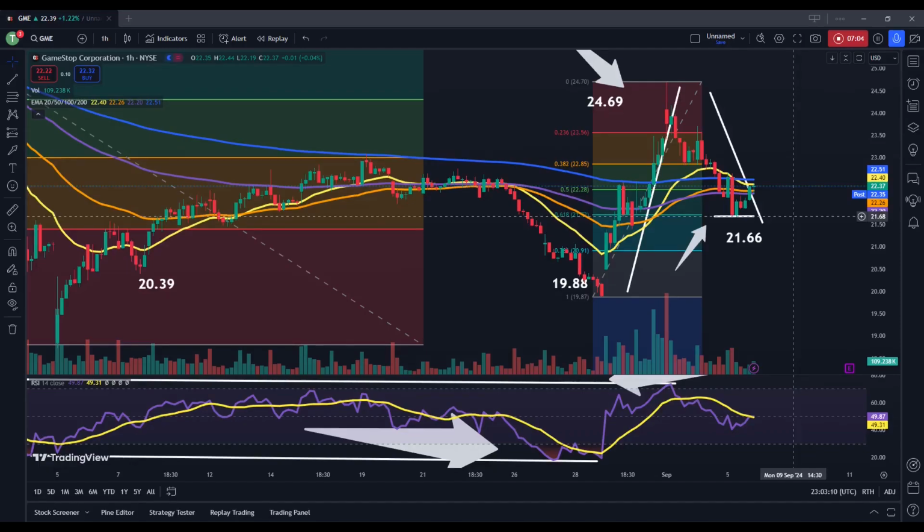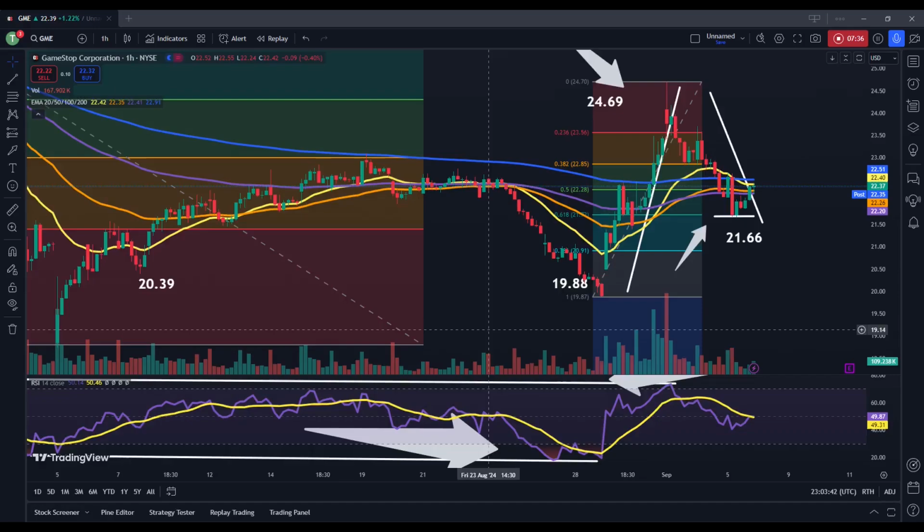If you see a break below there, at the very least, I think you're looking at a test of roughly 20.90, which would be the 78.6% Fibonacci retracement of this move. And then if that level breaks, and it probably would, given the fact that there's no other evidence of support in this area, there's no historical support, there's no moving average support, so I wouldn't really expect this 78.6% retracement area to hold. And if this level did break, then we would be looking at a retest of these prior lows at 19.88.